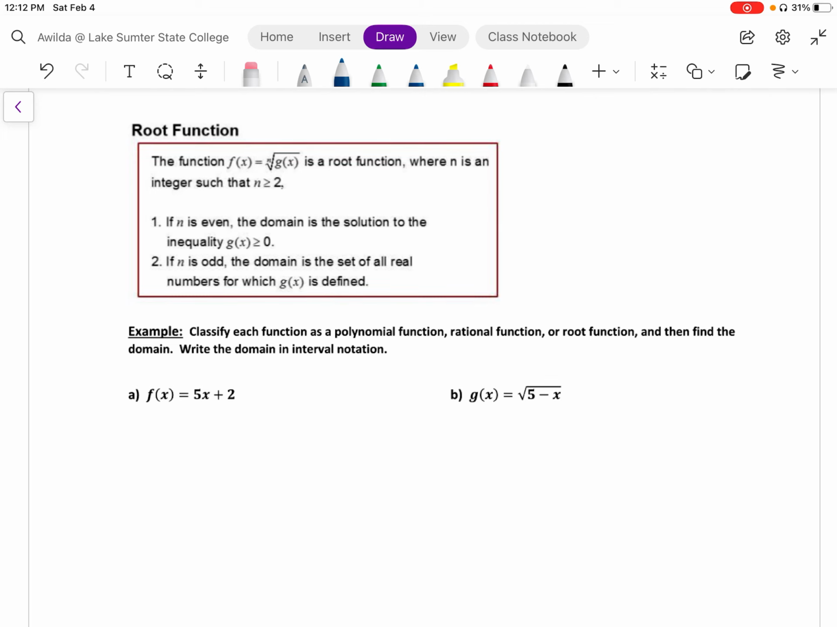A root function has the form f of x is equal to the nth root of some polynomial g of x. And because we're using radicals, we have to make sure that if the index of that radical of that root is even, the quantity underneath the radical symbol must be either 0 or positive, cannot be negative. If, on the other hand, the index of the root is odd, then we won't have any restrictions on the radicand.